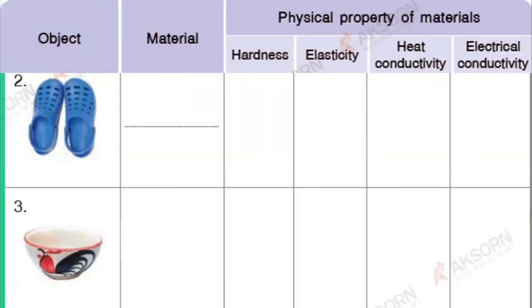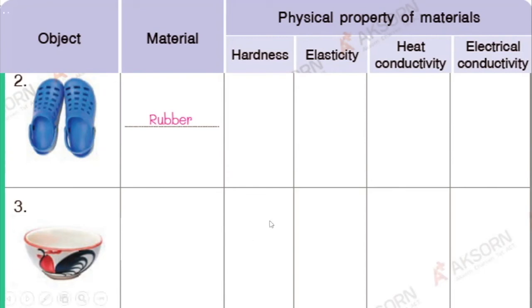All right, let's go to object number 2. What is it? It's a slipper. Repeat after me: number 2, it's a slipper. What material do we use to make a slipper? Do you know? Could you guess, please? We use rubber. Write it down. Rubber. We use rubber to make a slipper.